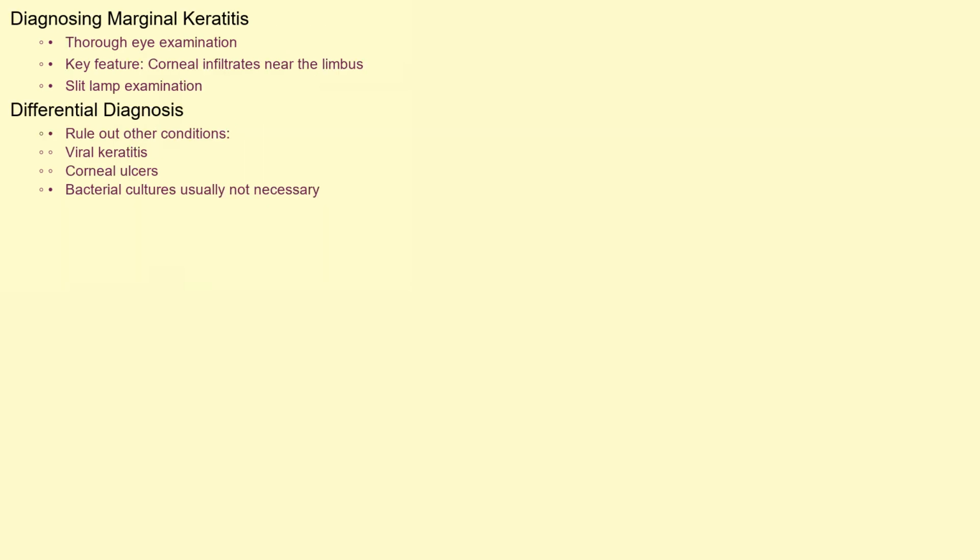Diagnosing marginal keratitis typically involves a thorough eye examination by an ophthalmologist or optometrist. The key diagnostic feature is the presence of characteristic corneal infiltrates located near the limbus. The doctor may use a slit lamp, a specialized microscope, to closely examine the cornea. It's also important to rule out other conditions that can cause similar symptoms, such as viral keratitis or corneal ulcers. Bacterial cultures are usually not necessary, as the condition is not typically caused by direct bacterial invasion.